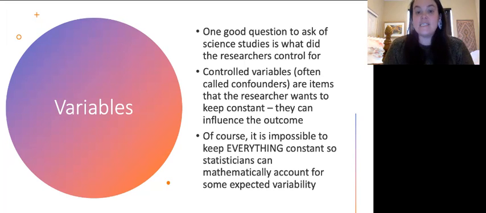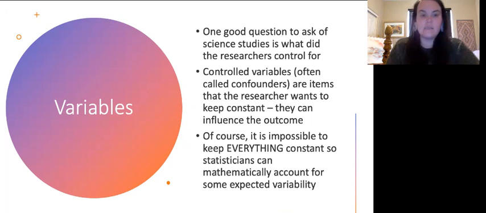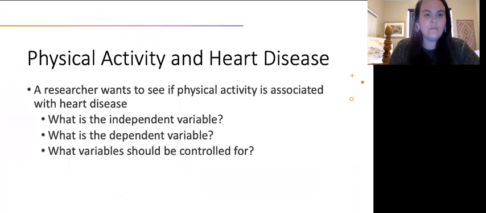Of course, it is impossible to keep everything constant. So really, statisticians mathematically account for some expected variability. Again, you hopefully talked about this in one of your other classes, but we'll talk about it in future classes as well. But here's an example.